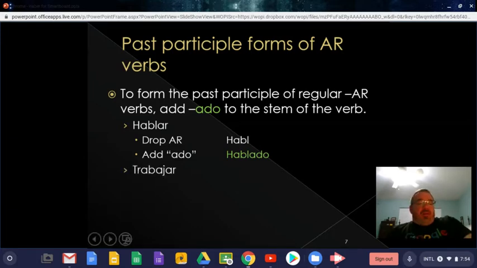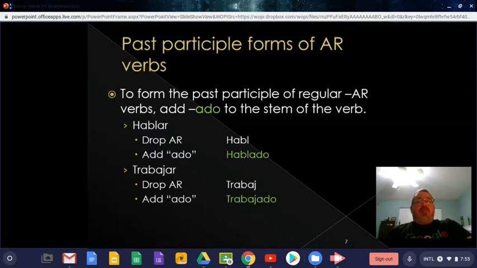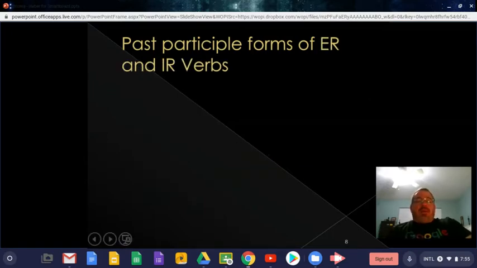Trabajar. I have worked. I could just drop the ending and add ado, and I have trabajado. Trabajado is worked in the sense of the past participle. I have worked for 5 years, blah, blah, blah. So yo he trabajado 5 años. Okay, so that's AR verbs.